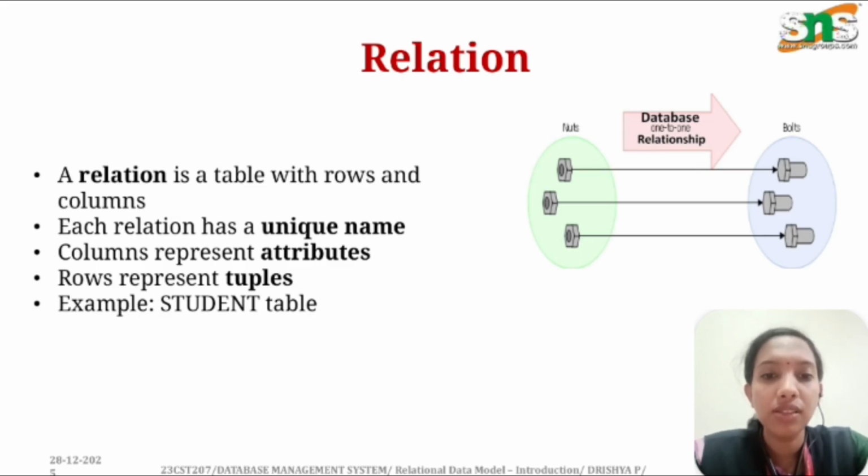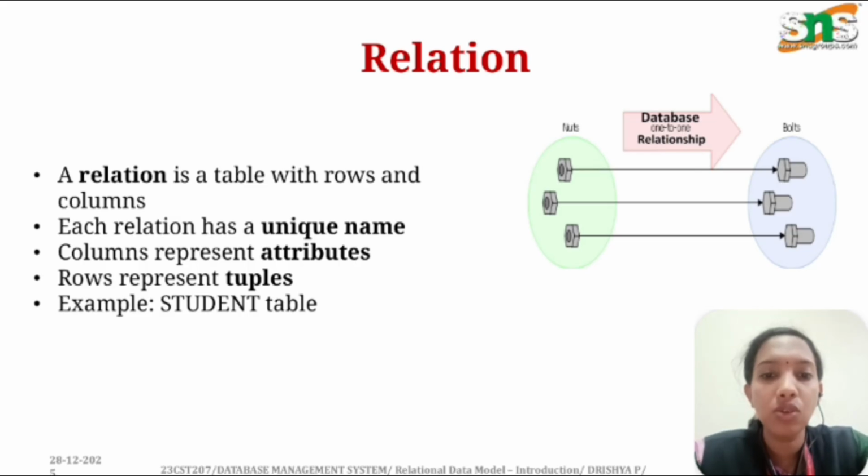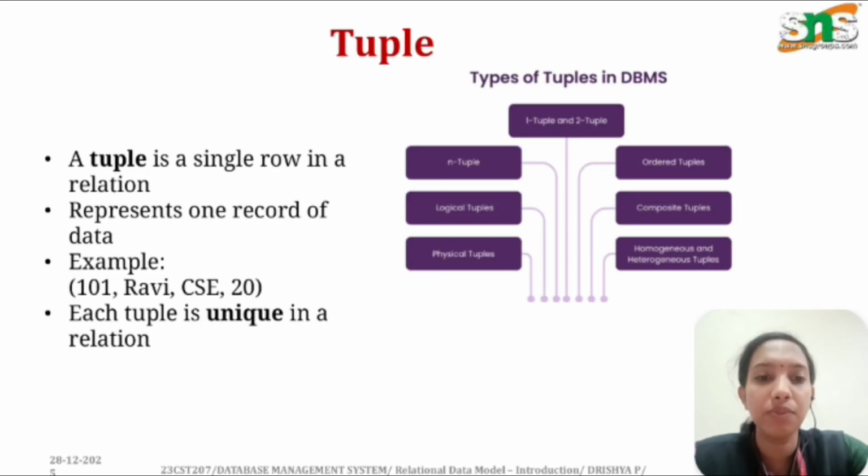Next is relation. Relation means the table. A relation is a table with rows and columns. Each relation has a unique name. Columns represent attributes, rows represent tuples. Example, student table. We already discussed this in the previous lecture.